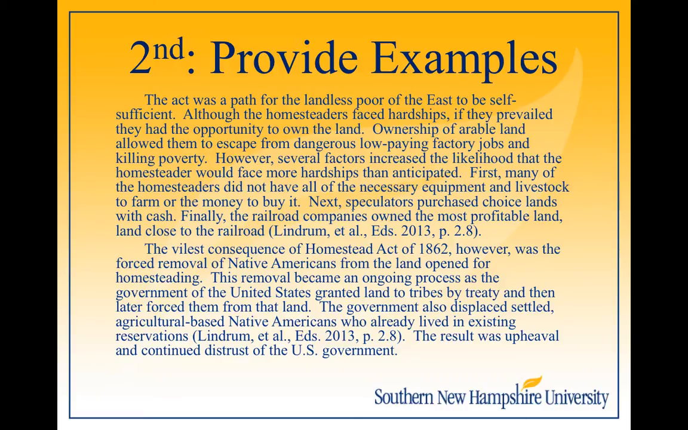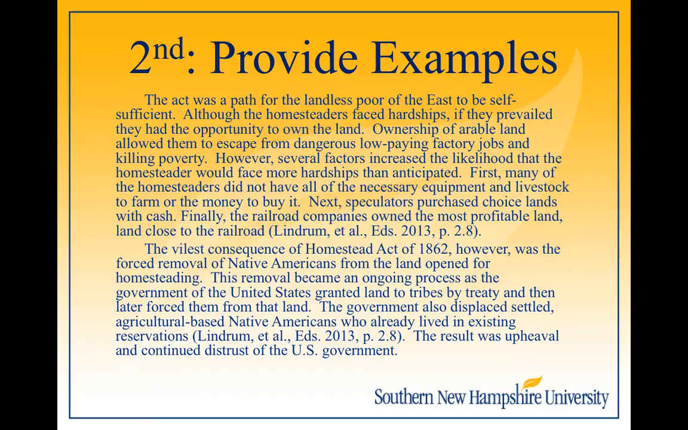First, many of the homesteaders did not have all the necessary equipment and livestock to farm, or the money to buy it. Next, speculators purchased choice lands with cash. Finally, the railroad companies owned the most profitable land close to the railroad." Here, she defends the first part of her thesis statement. She concludes it with an in-text citation to demonstrate to her reader where she pulled this information from. Then, she moves on to the second part of her thesis statement, providing more evidence to support her point.